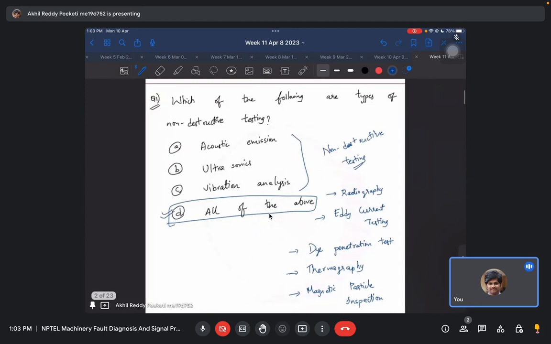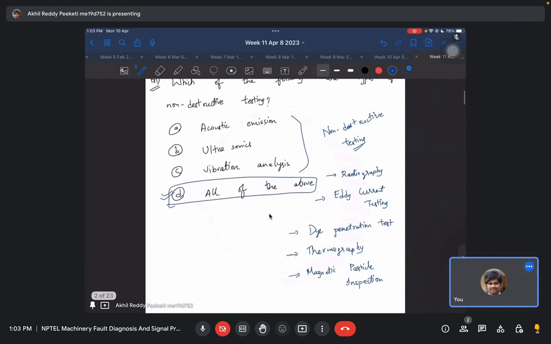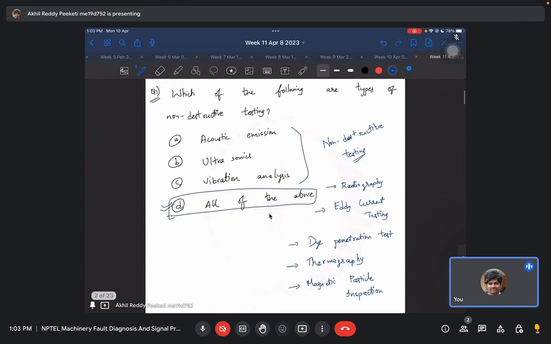Which of the following are the types of non-destructive testing? Acoustic emission, ultrasonics, vibration analysis, radiography, eddy current testing, dye penetration test, thermography, magnetic particle inspection. All of these fall under the category of non-destructive testing.